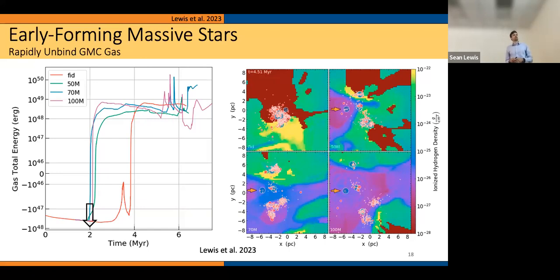On the right, I'm just showing a sliced plot of the density of ionized hydrogen. The regions that are maroon or black are where there's still majority neutral hydrogen present, so potentially star forming material, whereas all the gas that is colored has been ionized. So ultimately this shows that the early forming massive star runs have a widespread, significant effect on the gas.